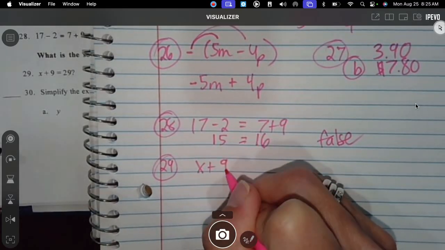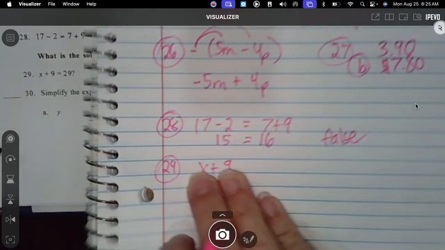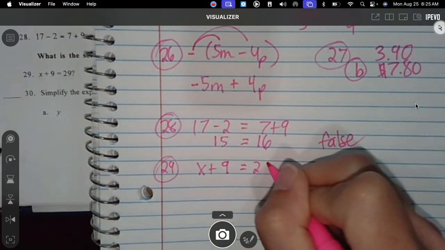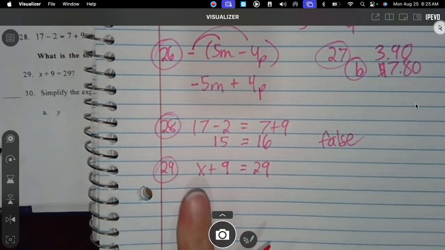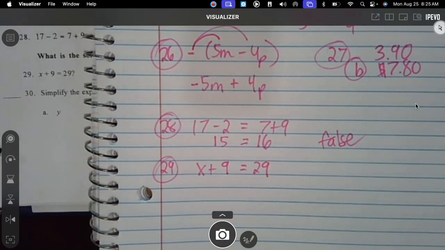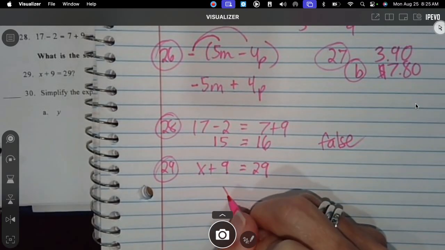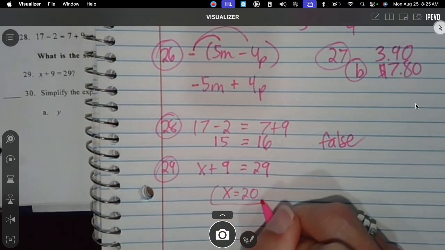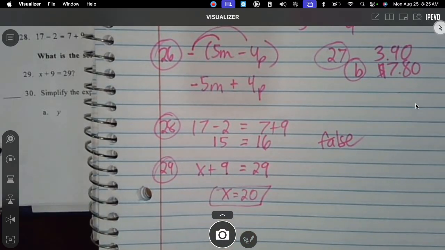29, it says, what is the solution? Use mental math. So what plus 9 is 29? 20. That's all they want you to do, is just think about it. What would you add to 9 to get 29? 20. Okay?